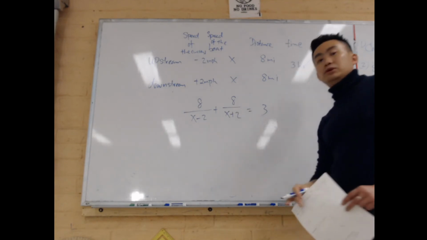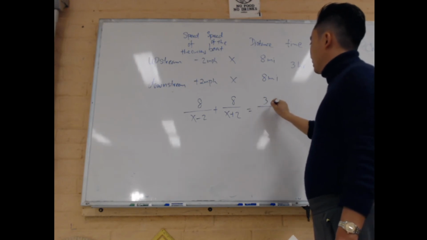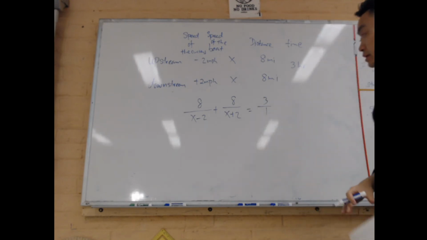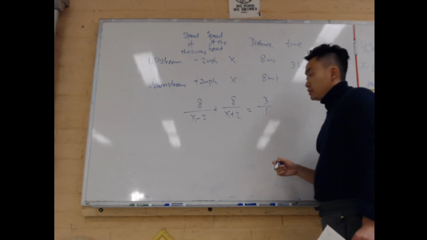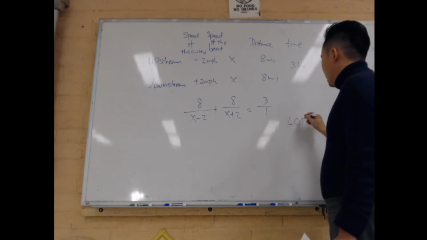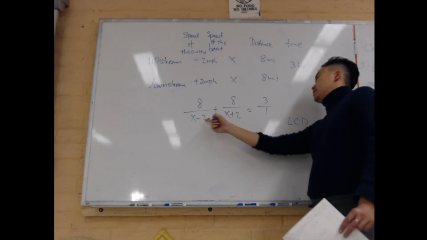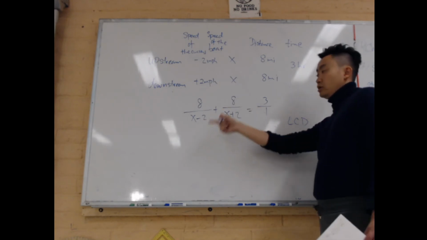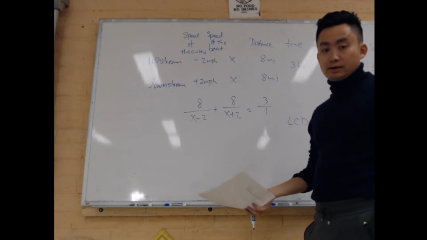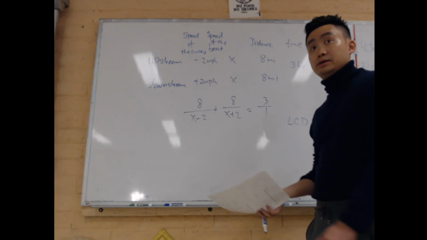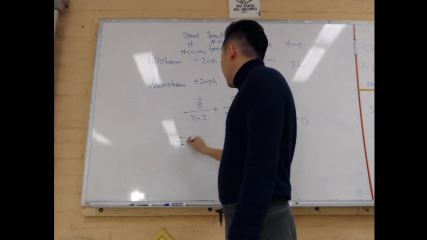Again, it's a rational equation. So the way to solve this, make sure that we put in 3 over 1. If there's no denominator, that means the denominator is always 1. Now the next step, we want to find the least common denominator. The reason why we find the least common denominator is because these are not factorable. Normally we try to factor first to find things they share in common, but since they have nothing in common, we just want to find the least common denominator. So we just want to multiply them all together.